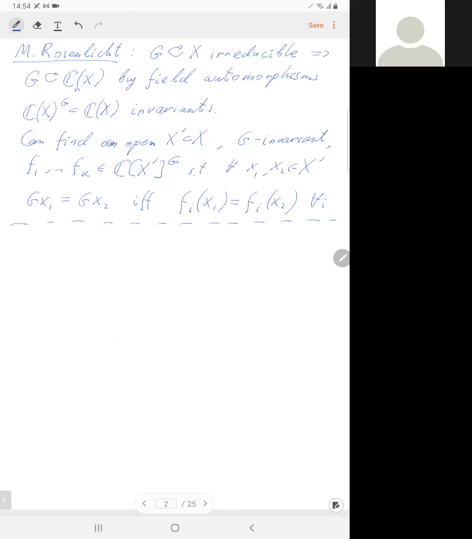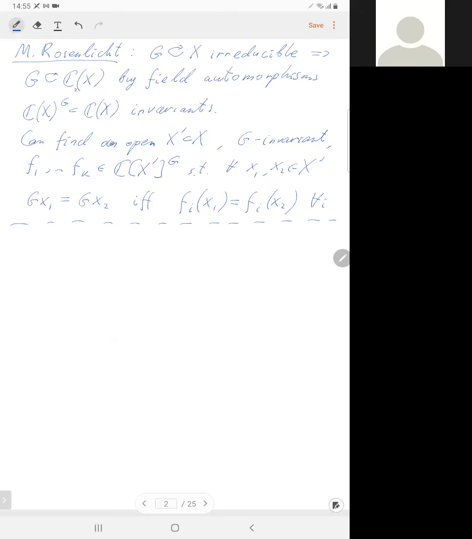So these functions are rational functions on X, and each of them has its own domain. It has poles on some divisor or whatever, and there are finitely many of these functions. So you can intersect all their domains, and you obtain an open subset. This is X prime, and they are regular there. So they are rational functions on X, but regular on X prime. Did I answer your question? Yes. Oh, okay, thank you.